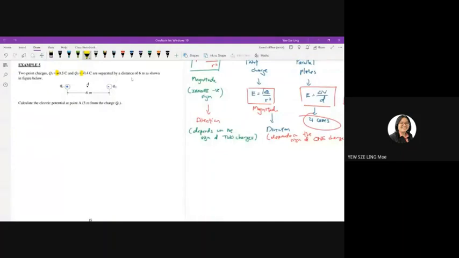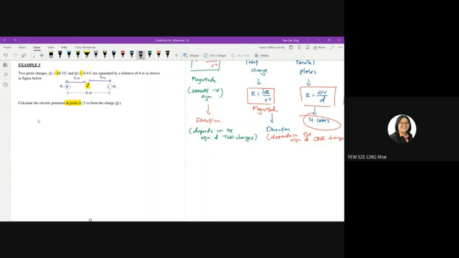They are separated by a distance of 6 meters as shown in the figure below. Calculate the electric potential at point A. Point A is here. Point A is placed in a system of two charges, which means you need to take into consideration the potential coming from both charges. Point A is located 3 meters from charge Q1, meaning that it is also 3 meters from charge Q2.